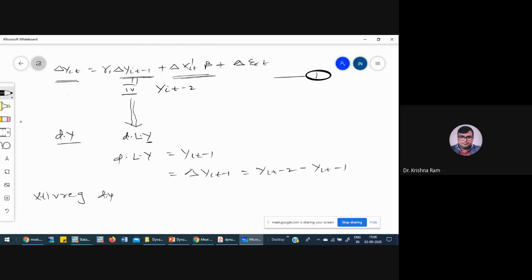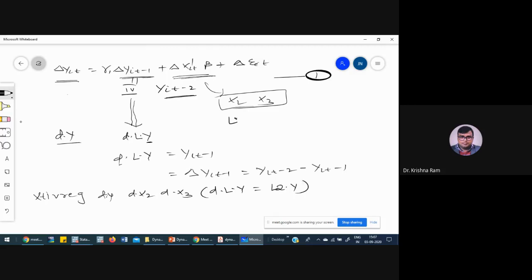Let's suppose that there are only two explanatory variables and both are continuous. So we type dx2 dx3, then we bring the endogenous variable, which is DLy, and the instrument of this endogenous variable is L2y. L2y gives us this value.